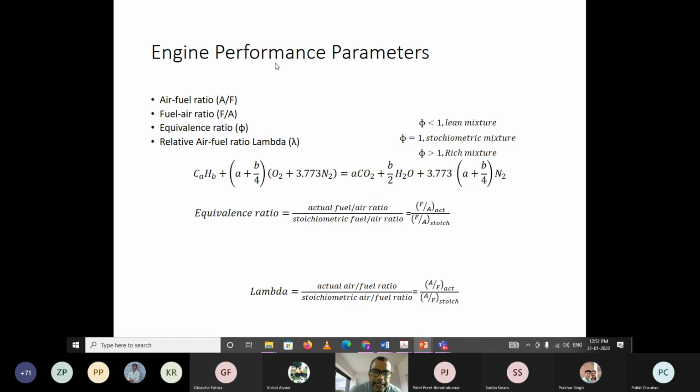So is there any question regarding the air-fuel ratio or lambda or phi? Any question?